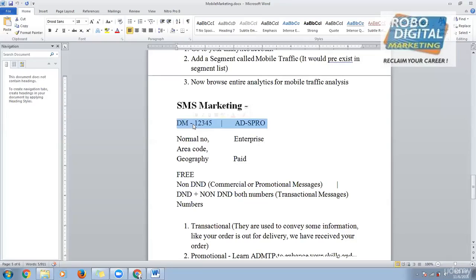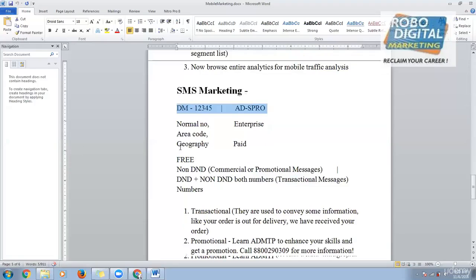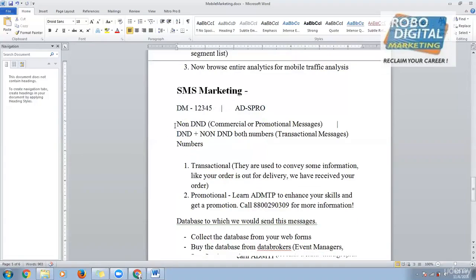Okay, next thing is to which number we can actually send SMS. So there are two types of numbers. One is known as DND numbers, another is known as non-DND numbers. And there are two types of messages. One is known as promotional messages, another is known as transactional messages.